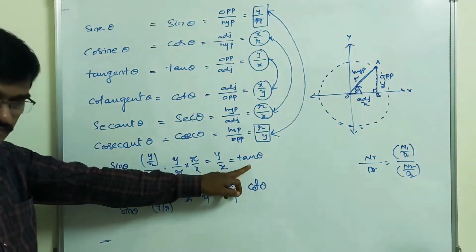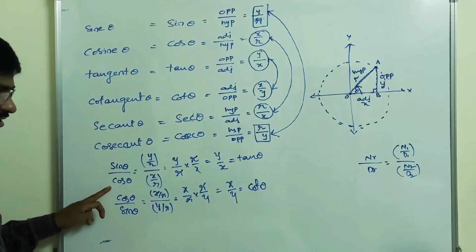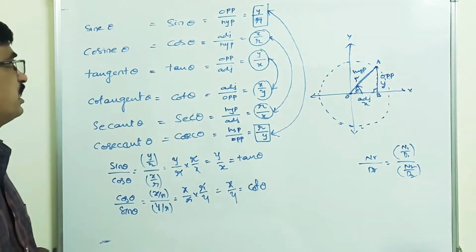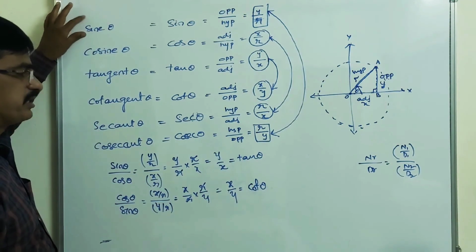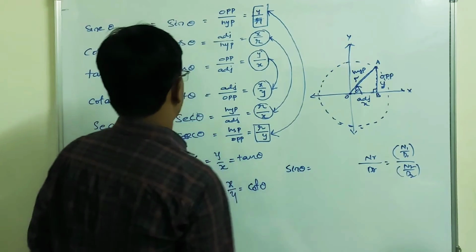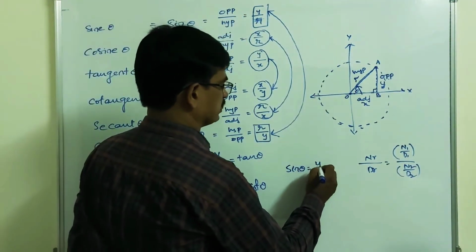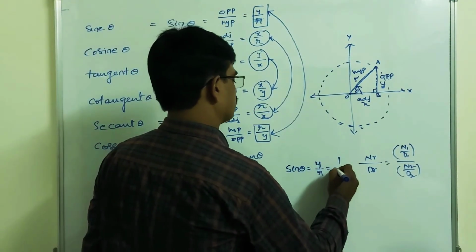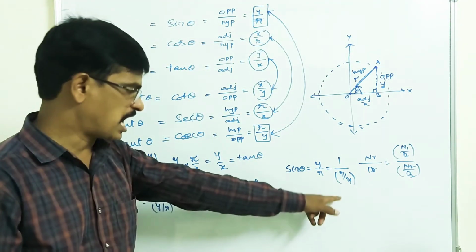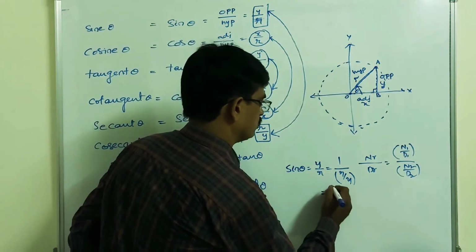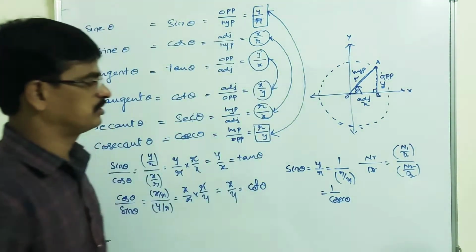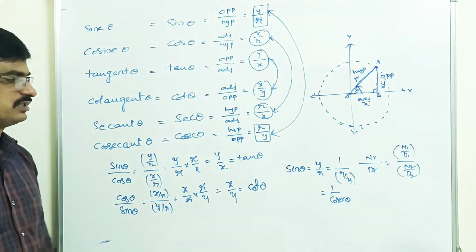Tan theta can be written as sin theta by cos theta. Cot theta can be written as cos by sin. Similarly, sin theta is equal to y by r. Y by r can be written as 1 by r by y. That is 1 by cosec theta.